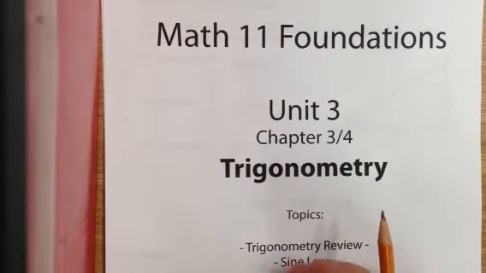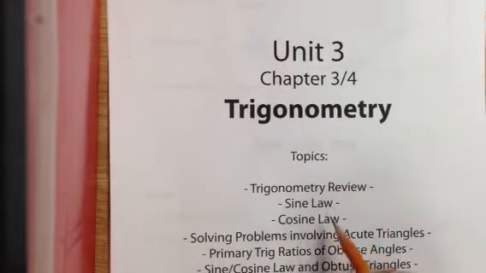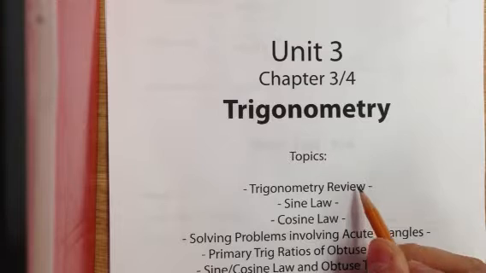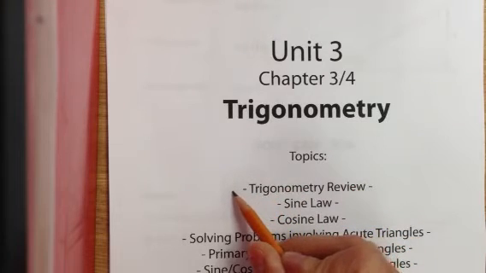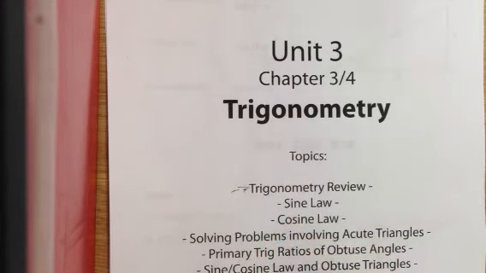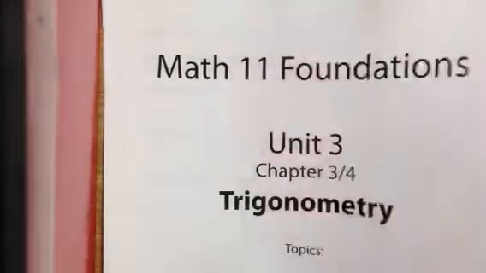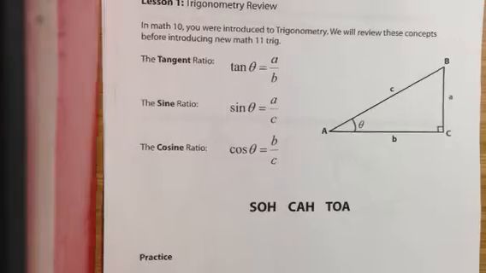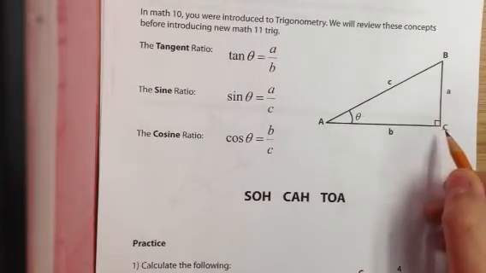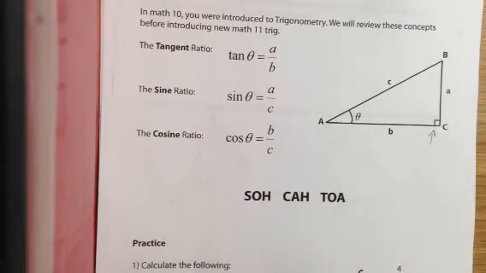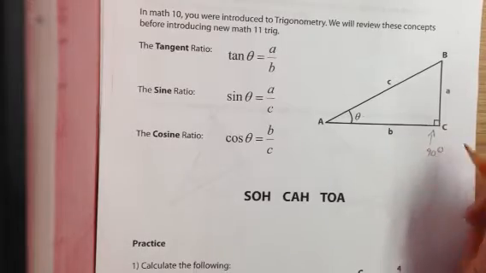Okay, welcome to Unit 3, Lesson 1. Today we're going to be looking at a trigonometry review, and these are things that you've learned before in grade 10 and also in grade 9. And so we're going to start by looking at traditional trigonometry involving a right triangle, where we have a triangle with a corner that has 90 degrees.